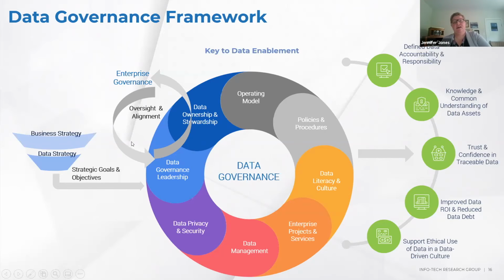And so this is a side process here around enterprise governance and oversight and alignment in these two data governance, leadership and stewardship phases. And once this wheel is established, there are certain outcomes that can be achieved. And so one outcome is related to defined accountability and responsibility, knowledge and common understanding of critical assets that exist within your organization, a trust and confidence in traceable data, improved return on investment and reduced technical debt and data debt. And then again, the support of ethical use of data and a data-driven culture.